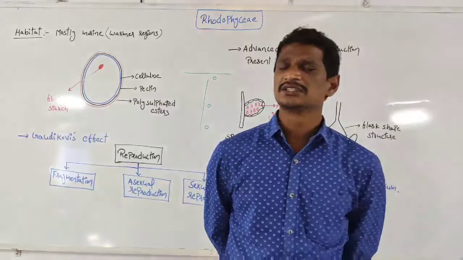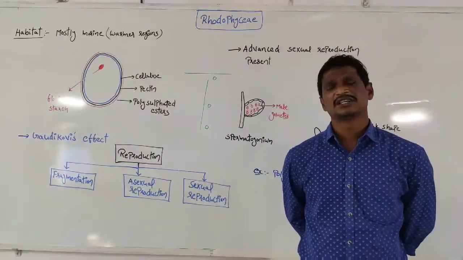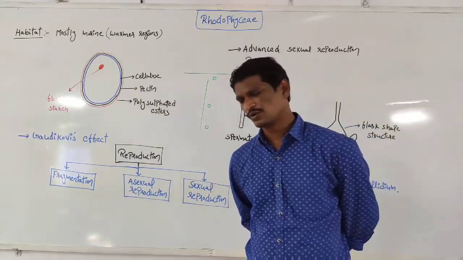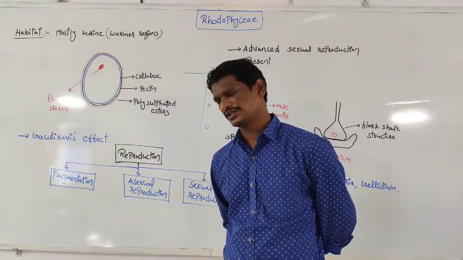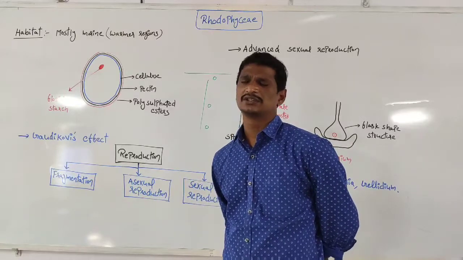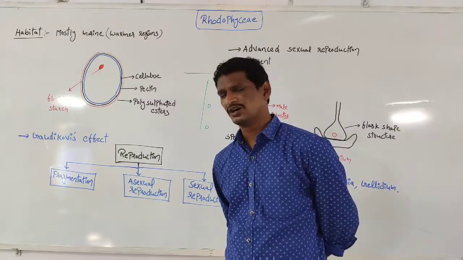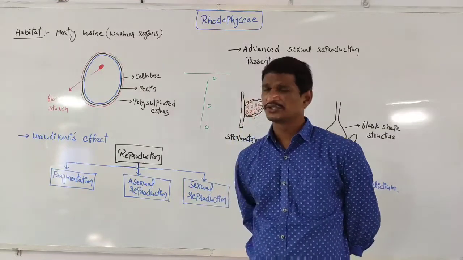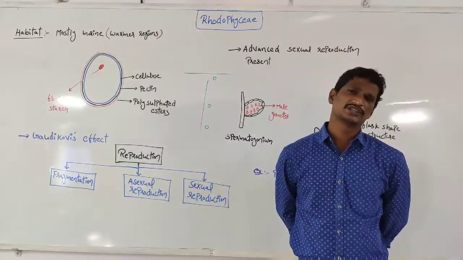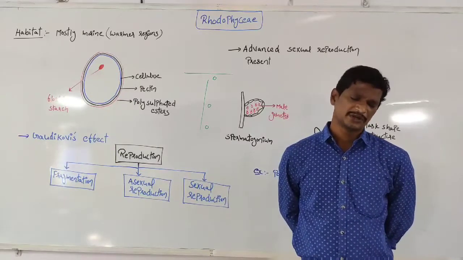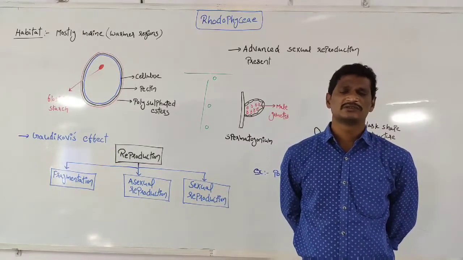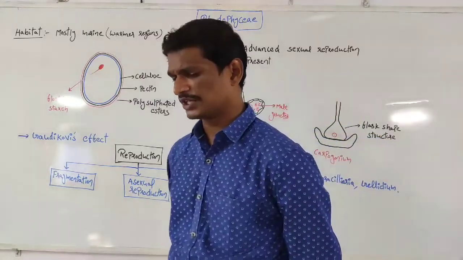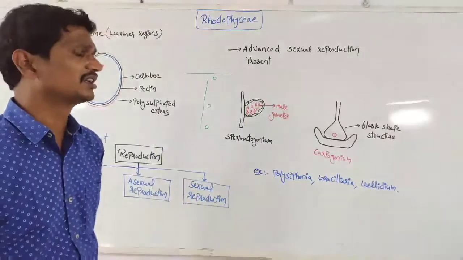We know the cell wall composition here has three layers of material, not two. Generally in Chlorophyceae and Phaeophyceae there are two: one is cellulose, the other is pectin, right? Here there are three. The innermost layer is cellulose, the next is pectin, and next are polysulphate esters. These three layers basically form the cell wall of the red algae.